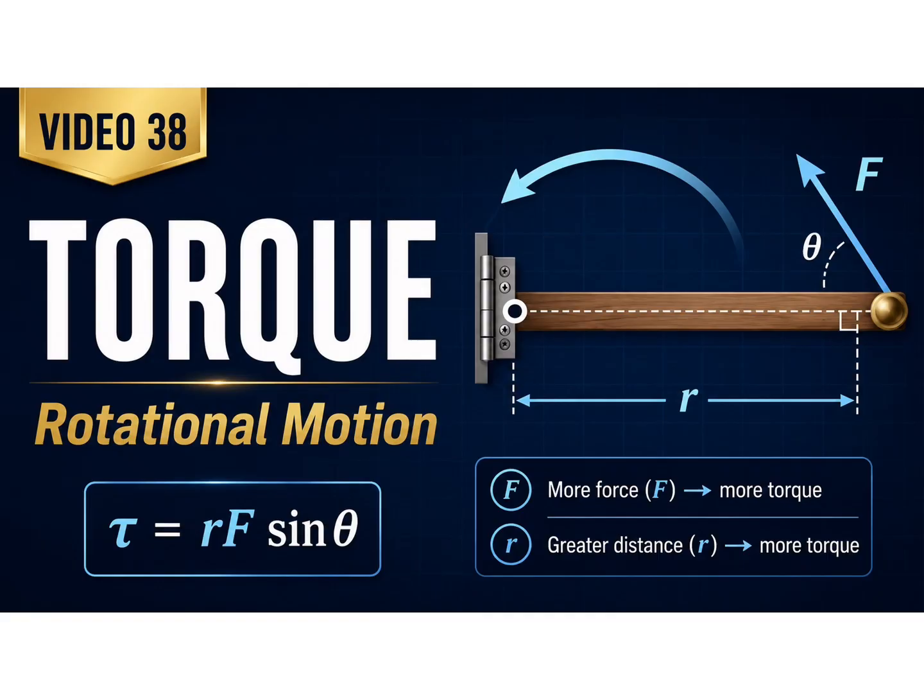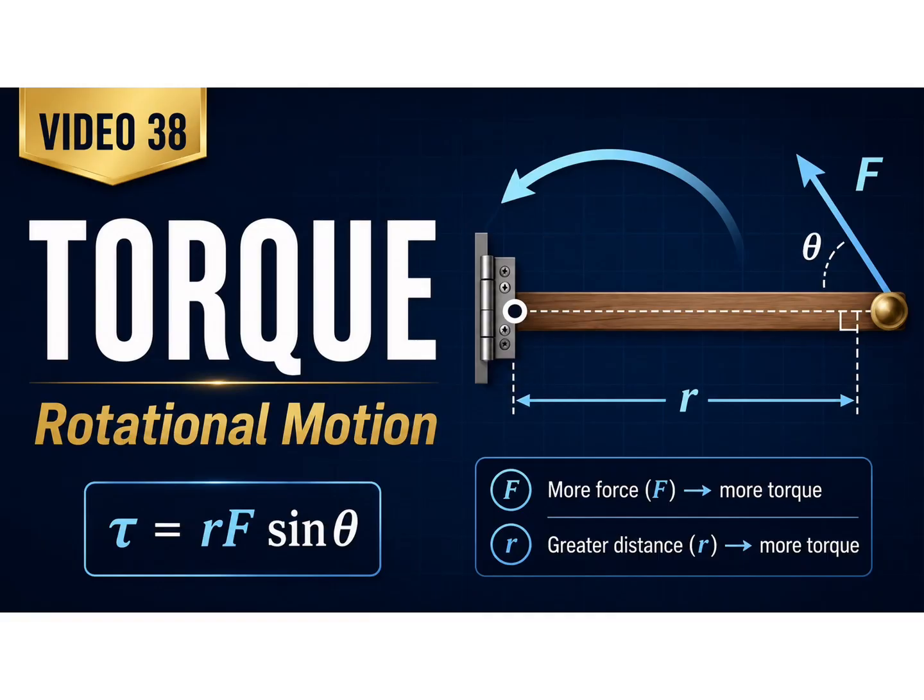We will see that torque depends on three things: how large the force is, how far from the pivot the force is applied, and the direction of the force. By the end, you should be able to look at a force on a door or a rigid object and predict whether it produces a large torque, a small torque, or no torque at all.